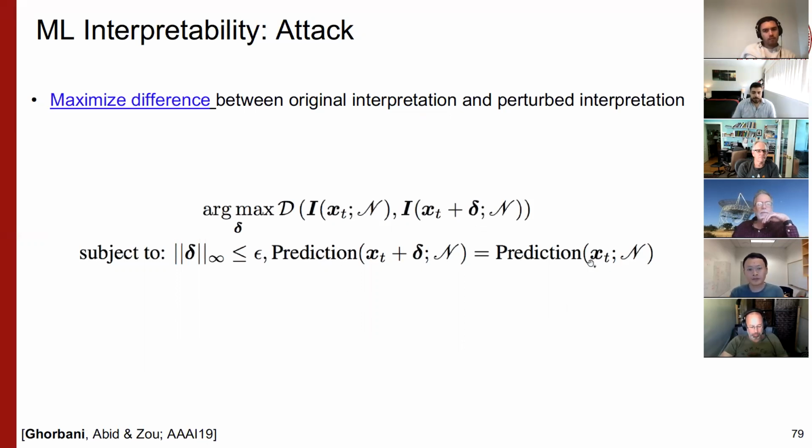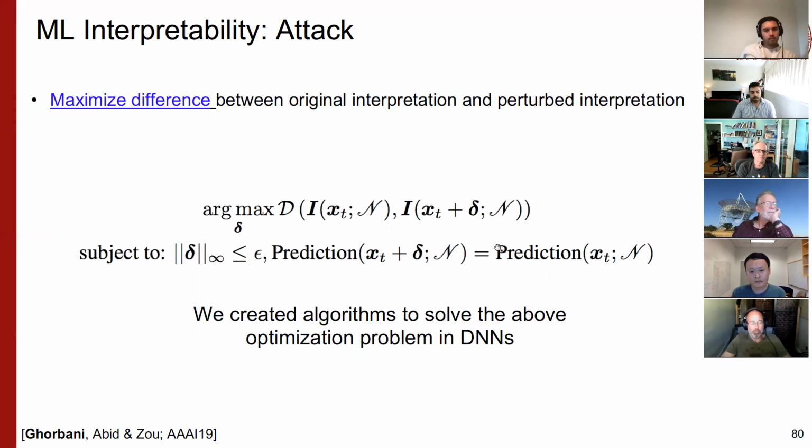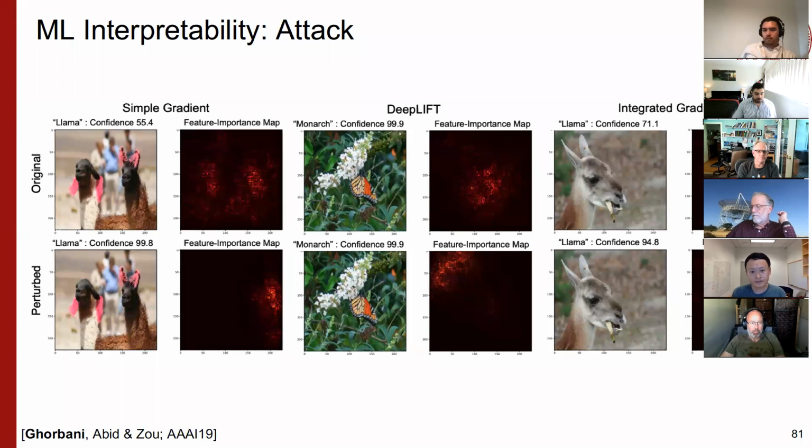But at the same time, I don't want the prediction to change, to not raise any suspicion. So I want the model to still give the same prediction. I want the input to still look very similar to the human eye, but I want the interpretations to be very different. Is that possible? What we did in our work is that we created algorithms that can solve the above optimization problem for deep neural networks. And these were the results.